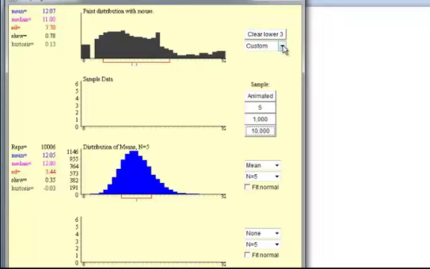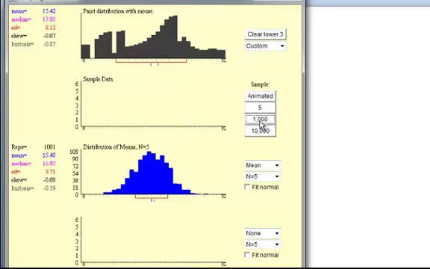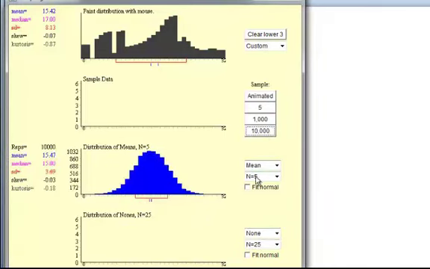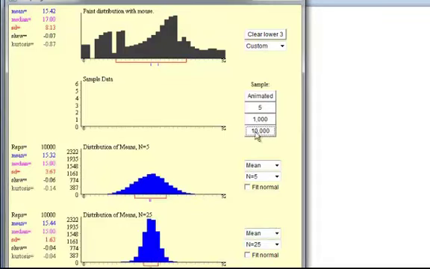Let's try a very different one. We'll animate it, and we've got our mean again. We'll do that 1,000 times, then 10,000 times. You can see that whatever weird distribution I have, I start getting something that looks like a Gaussian curve. We'll do 10,000 again with more samples.